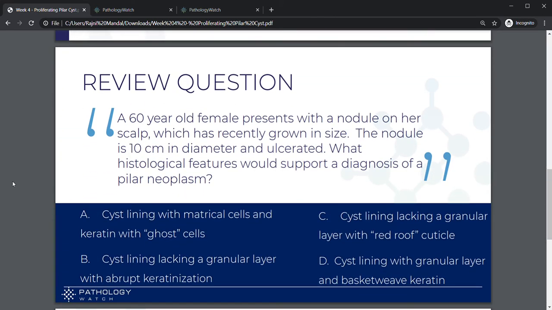Here's your review question for today. A 60-year-old female presents with a nodule on her scalp, which has recently grown in size. The nodule is 10 centimeters in diameter and ulcerated. What histological features would support a diagnosis of a pilar neoplasm?